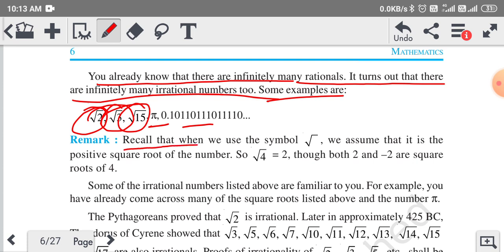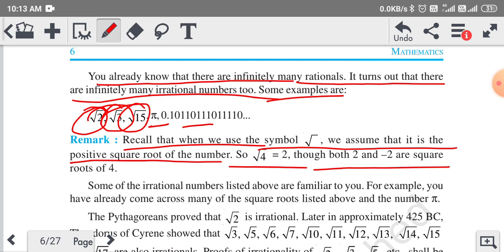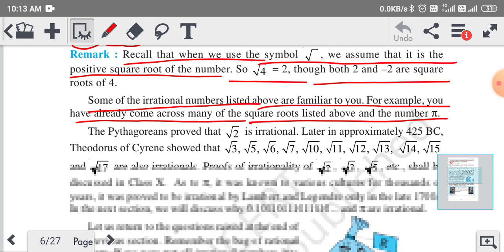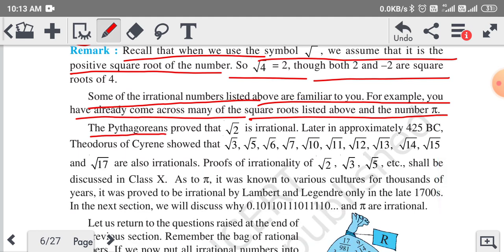Remark: recall that when we use the symbol root, we assume that it is the positive square root of the number. So root 4 is equal to 2, though both 2 and minus 2 are square roots of 4. Some of the irrational numbers listed above are familiar to you. For example, you have already come across many of the square roots listed above, and the number pi.